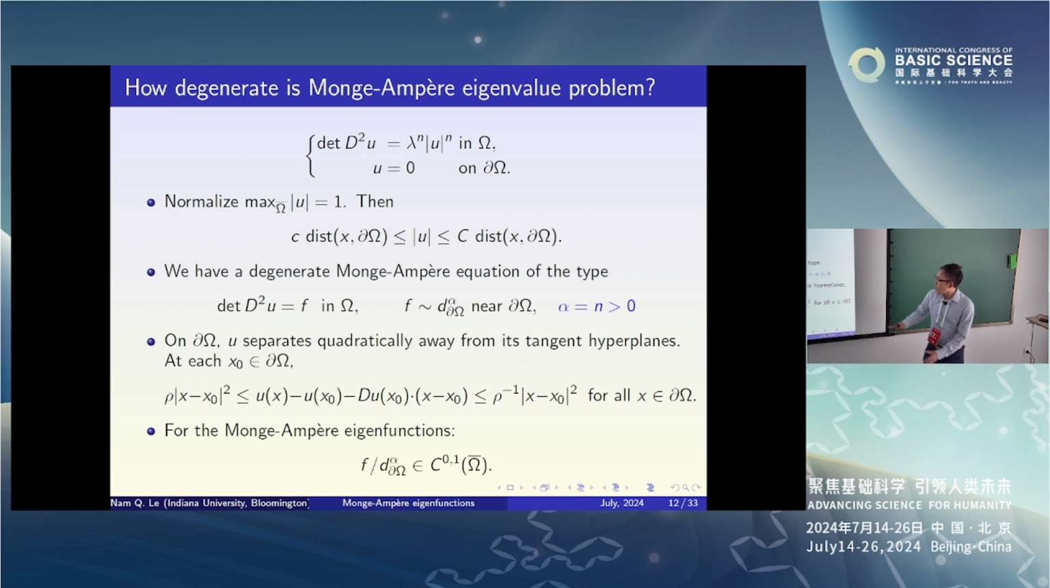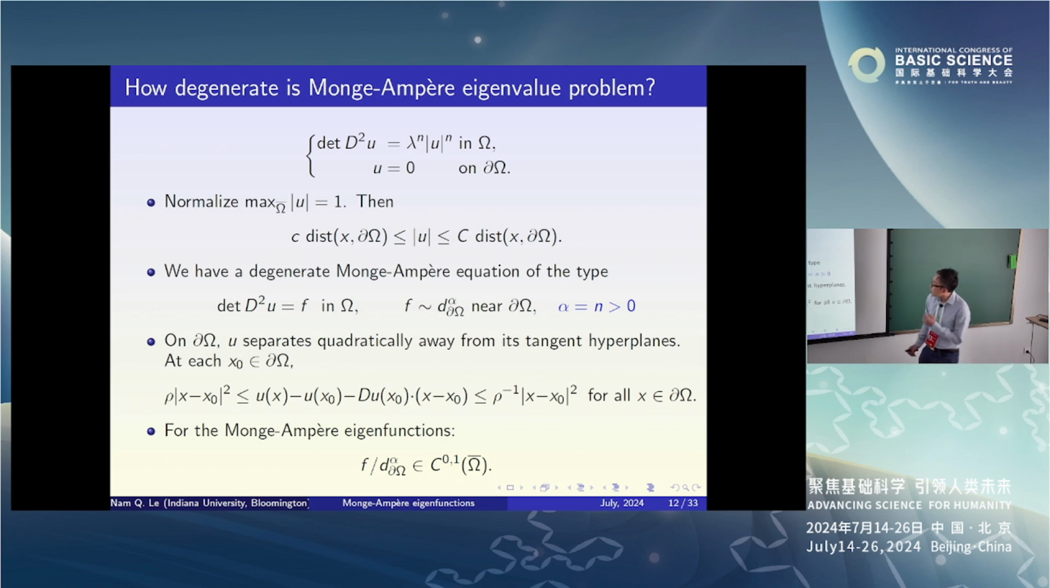On the other hand, because the domain is uniformly convex, if you subtract a tangent hyperplane, then the resulting function will grow quadratically away from that point. And so this condition is very crucial for many analyses later on.